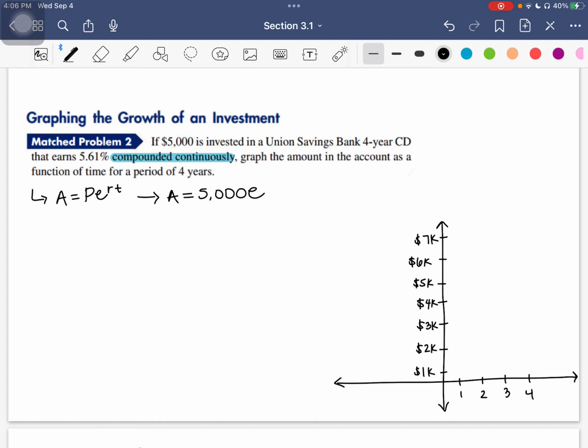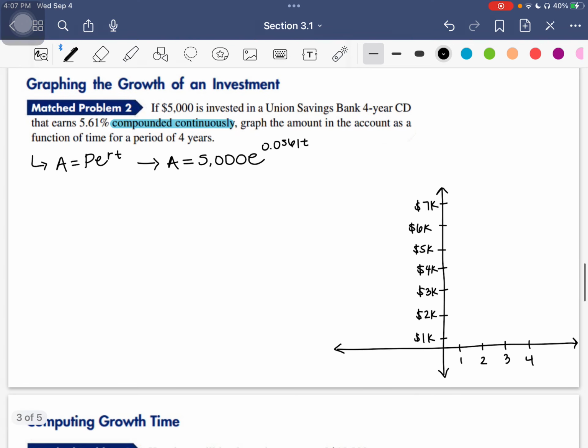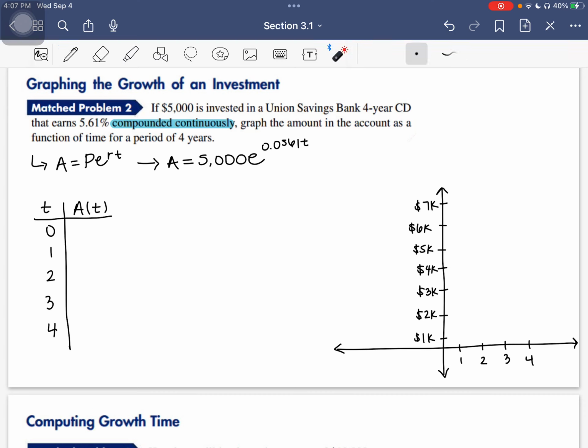Then we have e, and then our rate is 5.61%, and as a decimal, that is 0.0561, and that's being multiplied by t. So let's look at values of A, which is a function of t, as we have 0 years, 1, 2, 3, a period of 4 years. So first, we'll plug in 0 for t, so then we get e to the power 0. e to 0 is just 1, so we get 5,000 times 1.